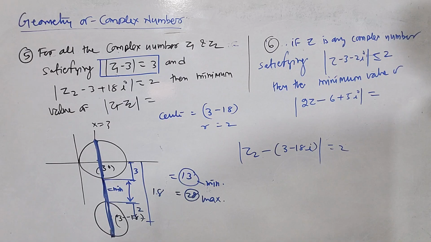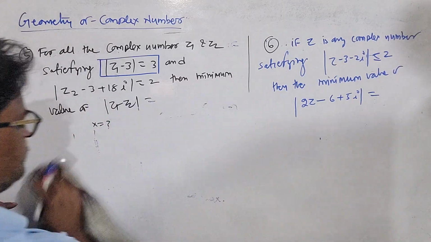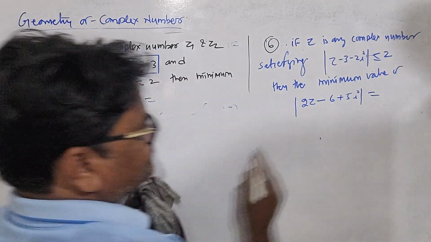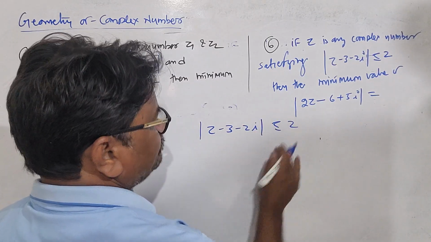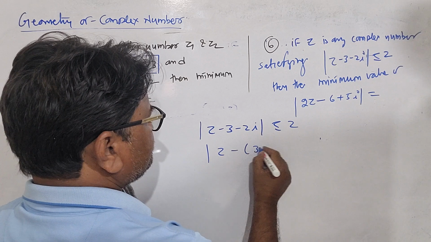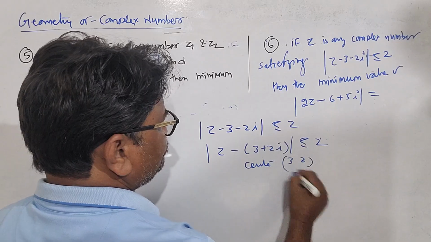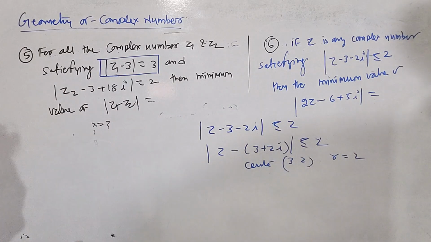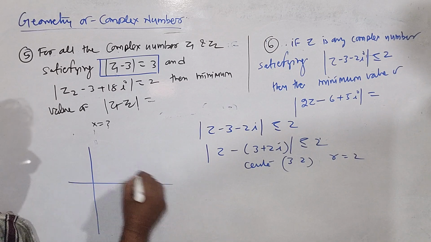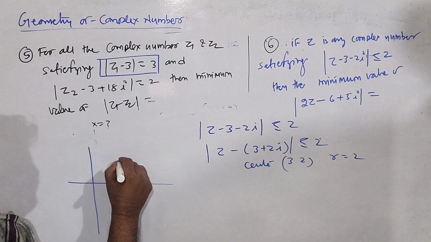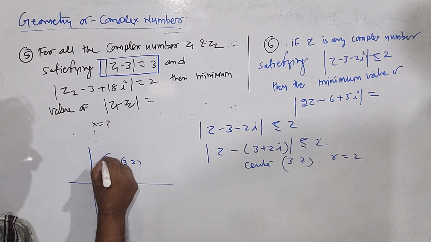Got it? Correct. Now coming to the sixth question. The sixth question is interesting. See, this is |z - 3 - 2i| less than or equal to 2. So that represents a circle with center at (3, 2) and radius 2, and z lies inside or on the circle. Correct? This is (3, 2), and the radius is 2, which means it is going to touch the x-axis.